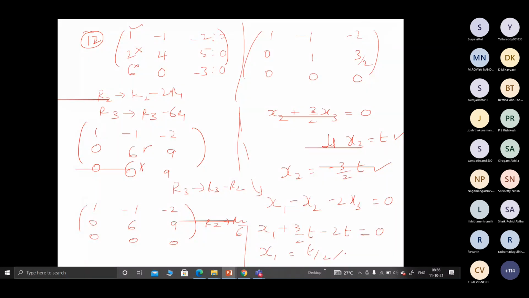This is a solution. t is any value. If you put any value for t, this becomes a solution, including 0. That's the meaning. That's all. This is how the infinitely many solutions system works. So this is a homogeneous system, including 0 0 0. You have got infinitely many solutions for this system. That's the meaning.